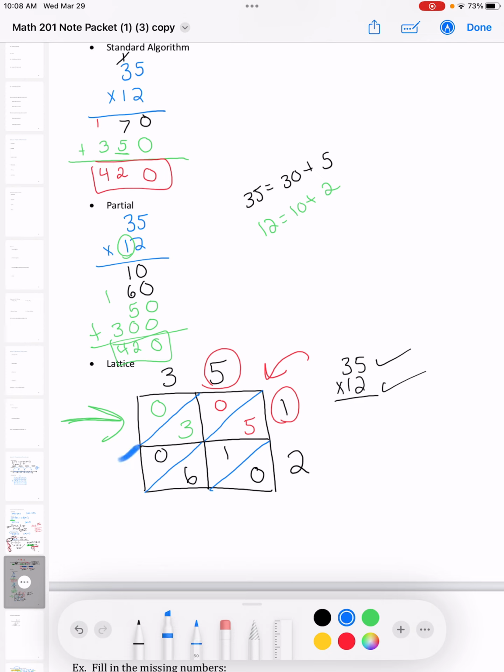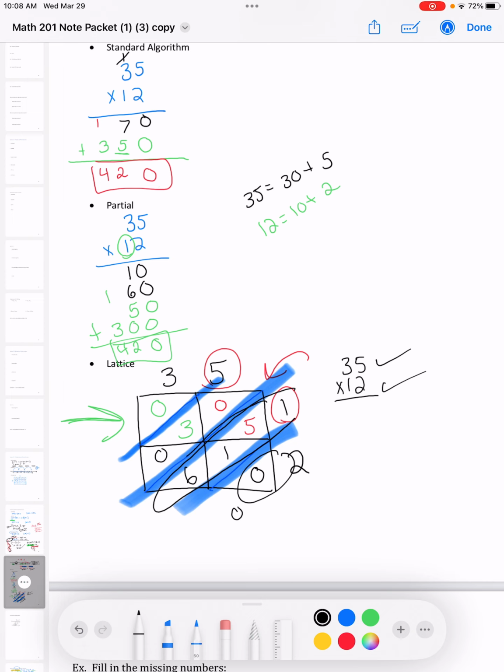Now I'm going to take these diagonals, and I'm going to add every number that's in between those diagonals. So the bottom diagonal is just 0. Next, in the diagonal, I have 3 different numbers. I've got a 6, a 1, and a 5. So 5 plus 1 is 6, plus 6 is 12. So I do have to carry. In the next diagonal, I've got 0, 3, 0, and 1. So that gives me 4. So I get my answer of 420.